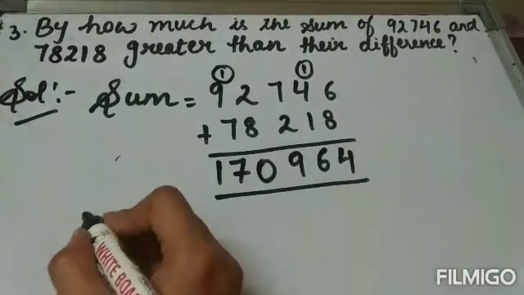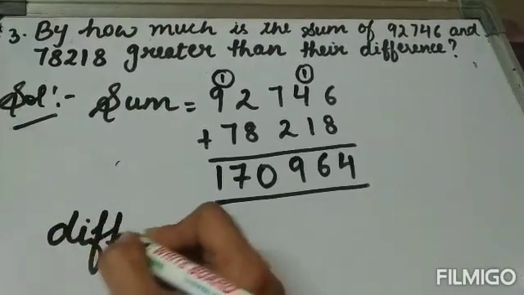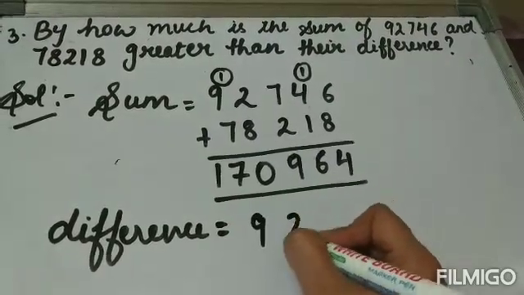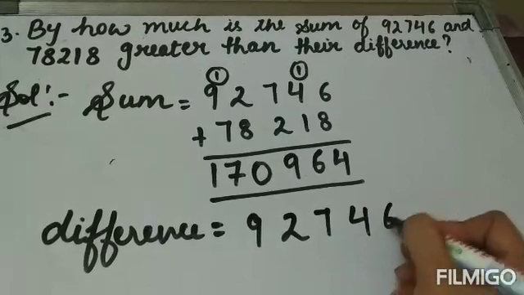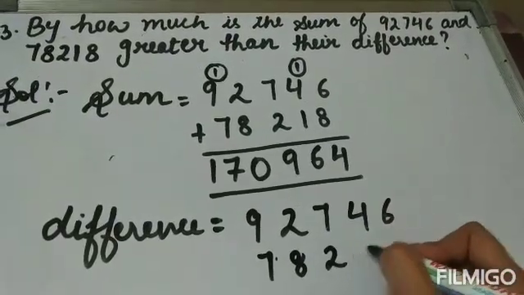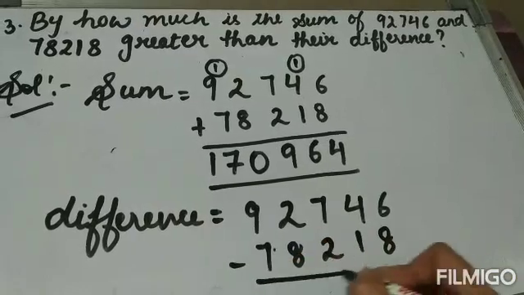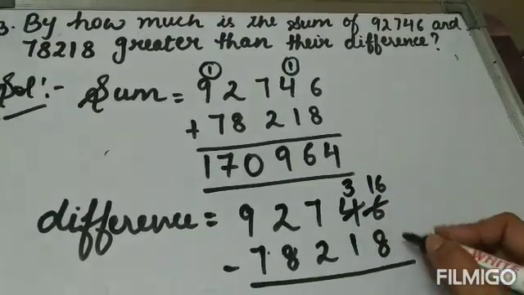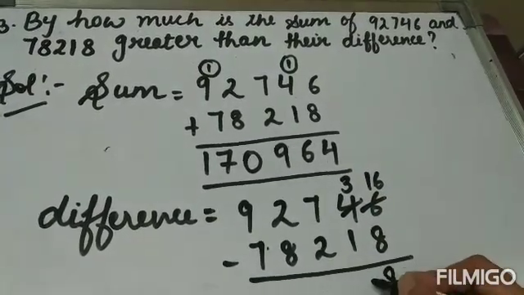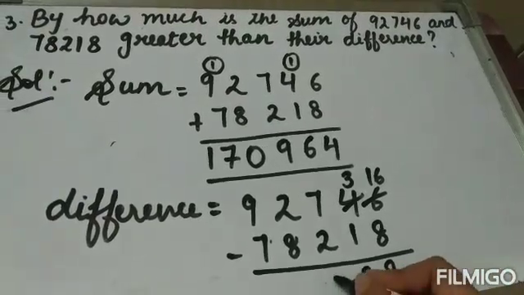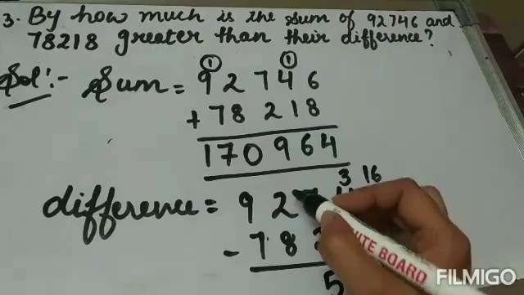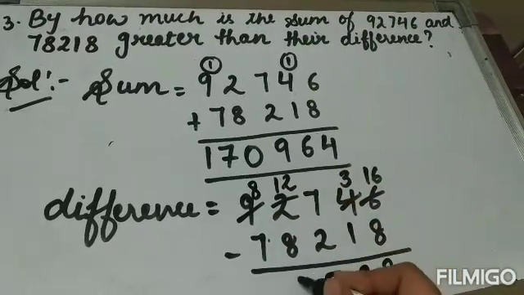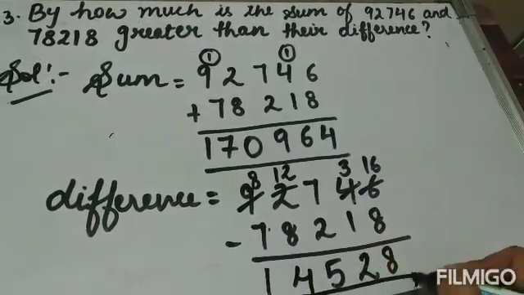Now we will find the difference of these two numbers. Difference is 92,746 and 78,218. Find the difference of these two numbers. This 6 will become 16 and this 4 will become 3. And 16 minus 8 is 8. 3 minus 1, 2. 7 minus 2, 5. 12 minus 8, 4. And 8 minus 7, 1.